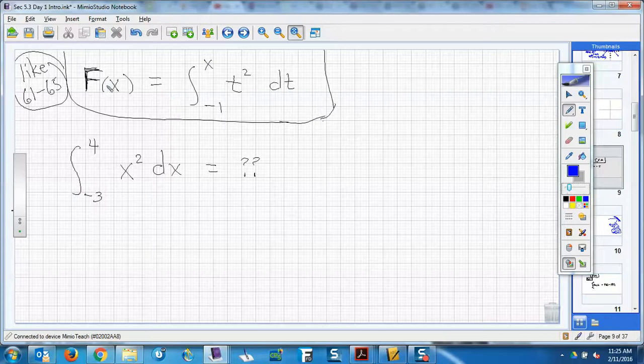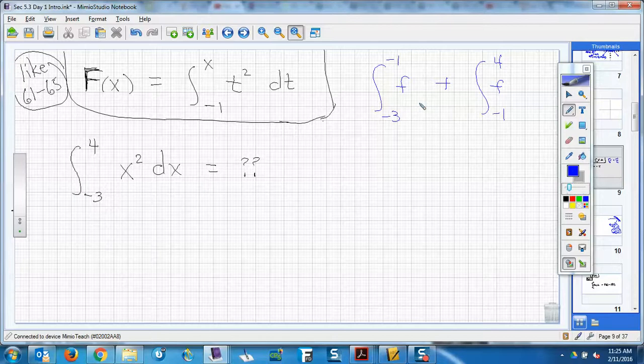So back to this. Here's what we're going to do. I want to do the area from -3 to 4, but all I know is this function that goes from -1 to x. Well, remember the other day we did this: if I want to do -3 to 4, I could do this plus, tell me what to put here. -1 to 4. Wouldn't this be the same as that?